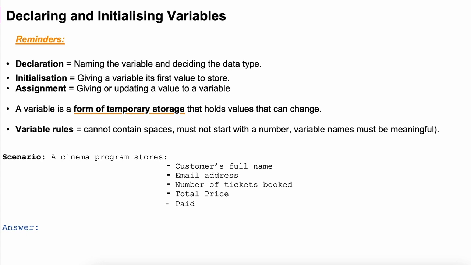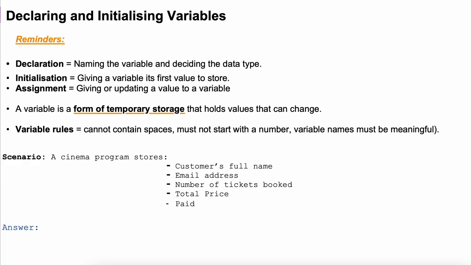This video is the first in a series of pseudocode revision videos, and we're looking here at declaring and initializing variables. So right at the beginning, for every program we need to consider what variables are needed, and we need to declare and initialize those variables at the start of our program.